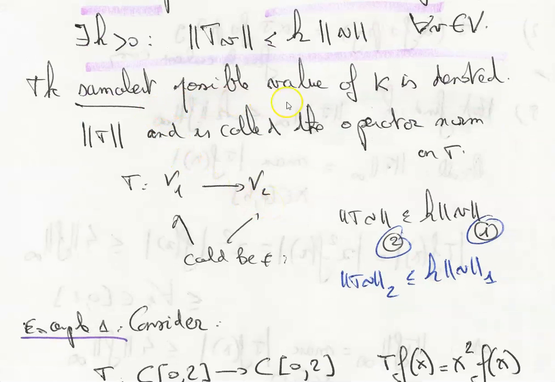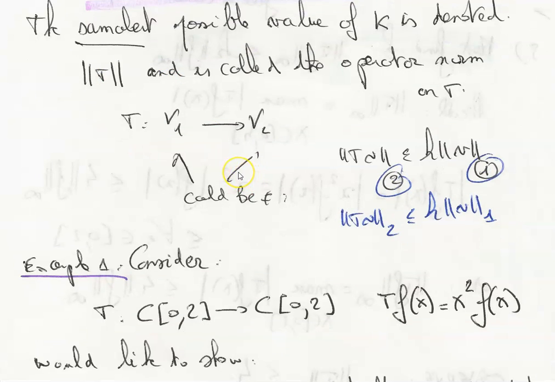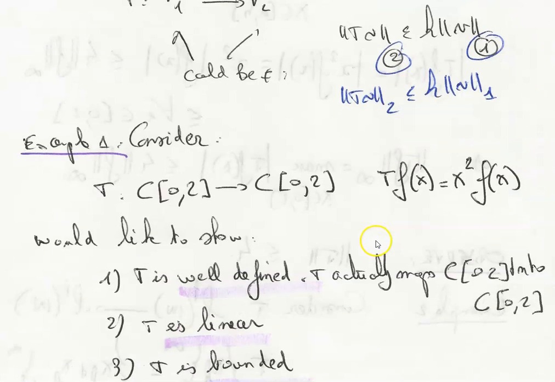The smallest possible value of K is denoted the norm of T. This is not very important. It is called the operator norm of T. There is also some inequality: we have the norm 2 of TV is less than K times the norm 1 of V.